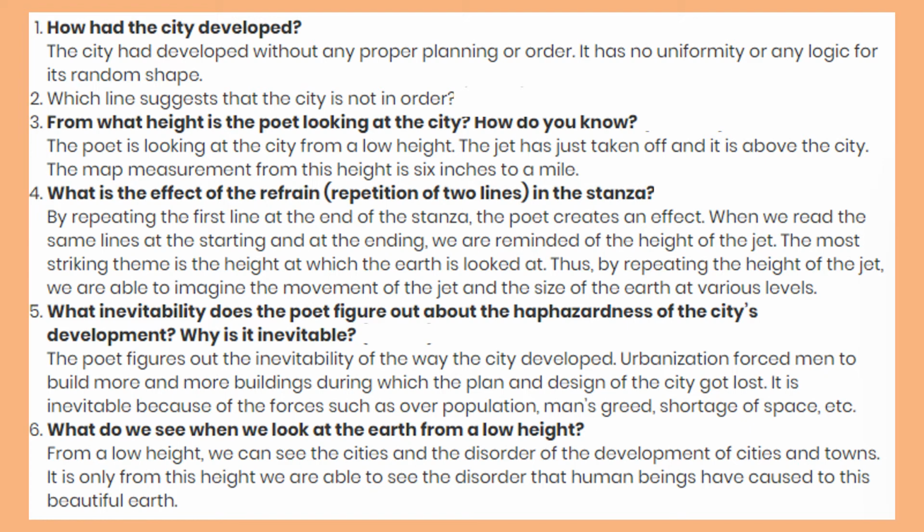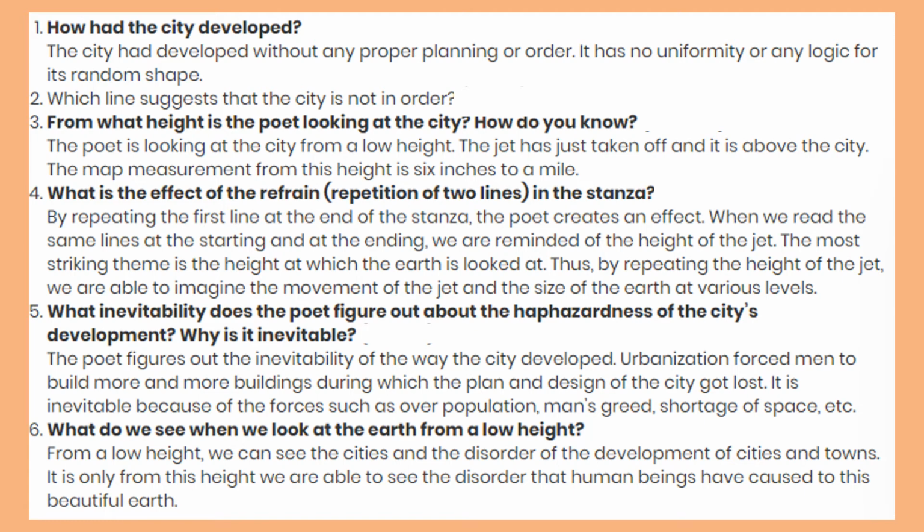Then the next question is, what is the effect of refrain, the repetition of two lines in the stanza? Repeating the first line at the end of the stanza creates an effect. When we read the same line at the starting and at the ending, we are reminded of the height of the jet. The most striking theme is the height at which the earth is looked at. Thus, by repeating the height of the jet, we are able to imagine the movement of the jet and the size of the earth at various levels. So it is only to emphasize it.